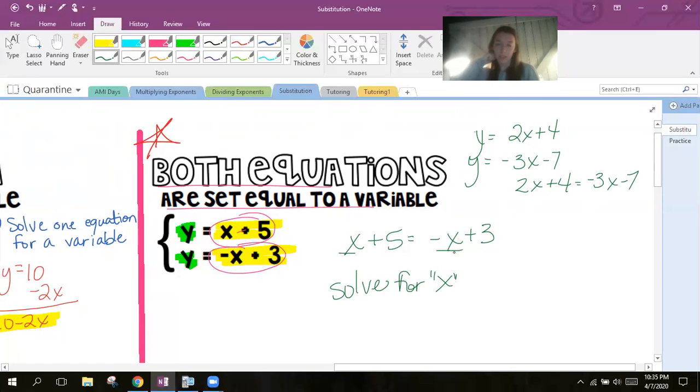Okay, so if both equations are set equal to the same variable, you can just set them equal to each other and solve. I know that's a lot of information. I know substitution is kind of confusing, so don't give up. Go to the practice problems. We're going to work some of them out, and it's going to make more sense.